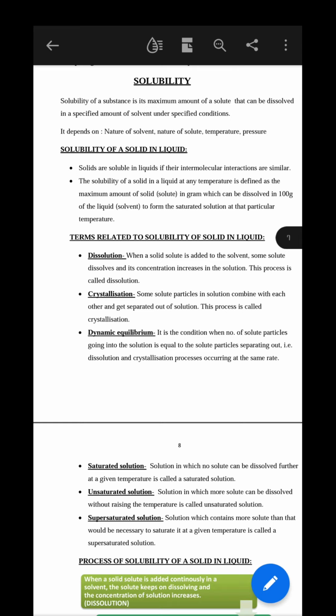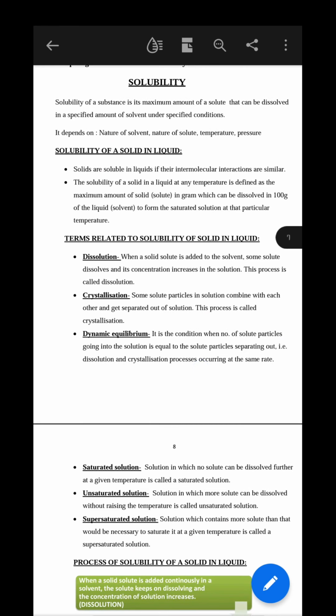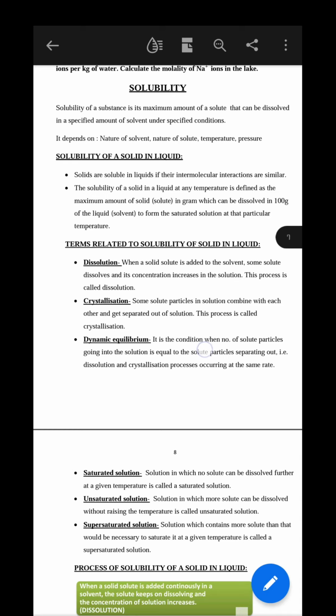Today we are going to start the new topic, that is solubility. So solubility of a substance is its maximum amount of solute that can be dissolved in a specified amount of solvent under specified conditions. Now this solubility depends on some factors: the nature of solute, that is, what kind of solute you are taking, the nature of solvent, what kind of solvent you are taking, the temperature and the pressure.